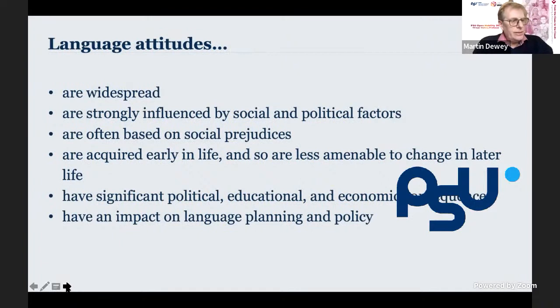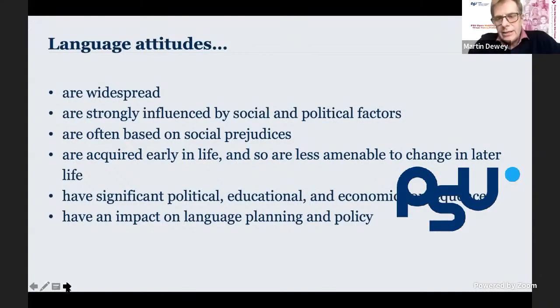What we can say, just to finish on language attitudes, is that they are very widespread. Everybody seems to be willing to express a value judgment in response to language. They are strongly influenced by social and political factors. They are often based on social prejudices. They are acquired early in life, and this is a key point. We learn through processes of socialization to have these beliefs about different languages and different language varieties.